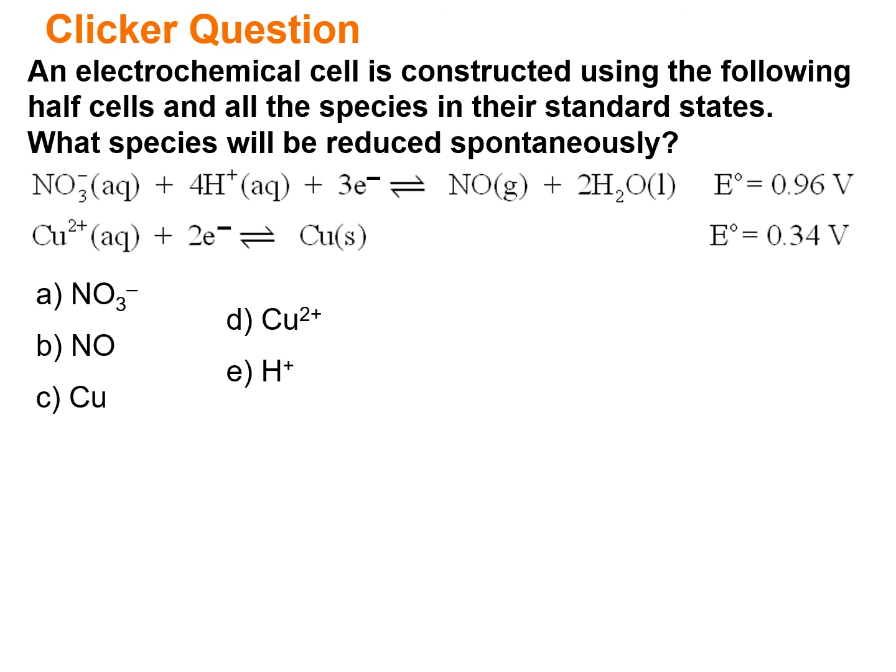And so we should suspect that if that's the case, then what we want is the copper to be oxidized in this case. And so the species that's reduced spontaneously should be the nitrate. So that is A in this particular problem.